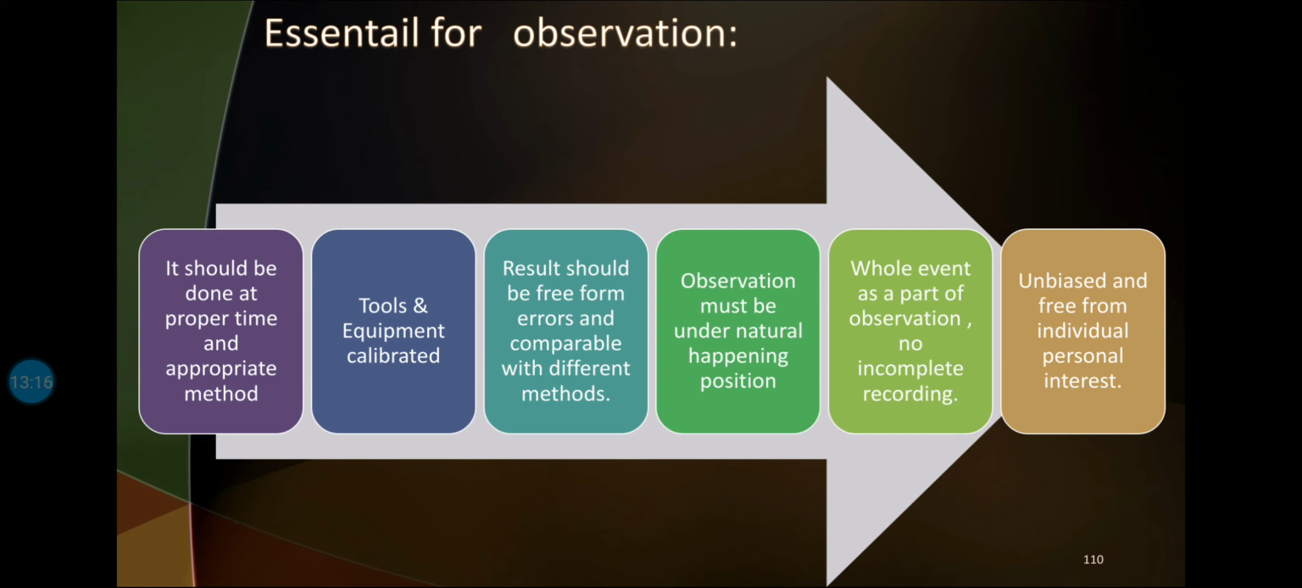So whatever result is coming, maybe for the strength of a structure, it should be justified with some other method also. Observation must be under natural happening position, because the majority of the time we do research for things which are happening under natural conditions. So observation should also be under natural conditions, not in idealistic conditions. The whole event should be a part of the observation and no incomplete recording should be done. It is very important that while you do the observation, you consider each and every aspect right from the start to the end, and not a small portion of it.